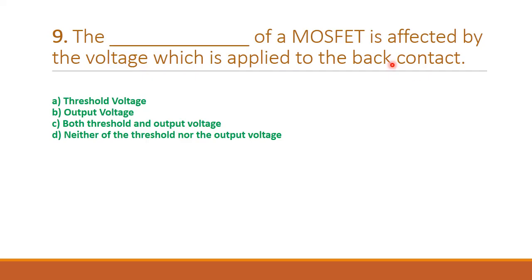Next question. The dash of a MOSFET is affected by the voltage which is applied to the back contact. Back contact means body effect. Therefore, which will get affected? The threshold voltage. So the answer is option A.